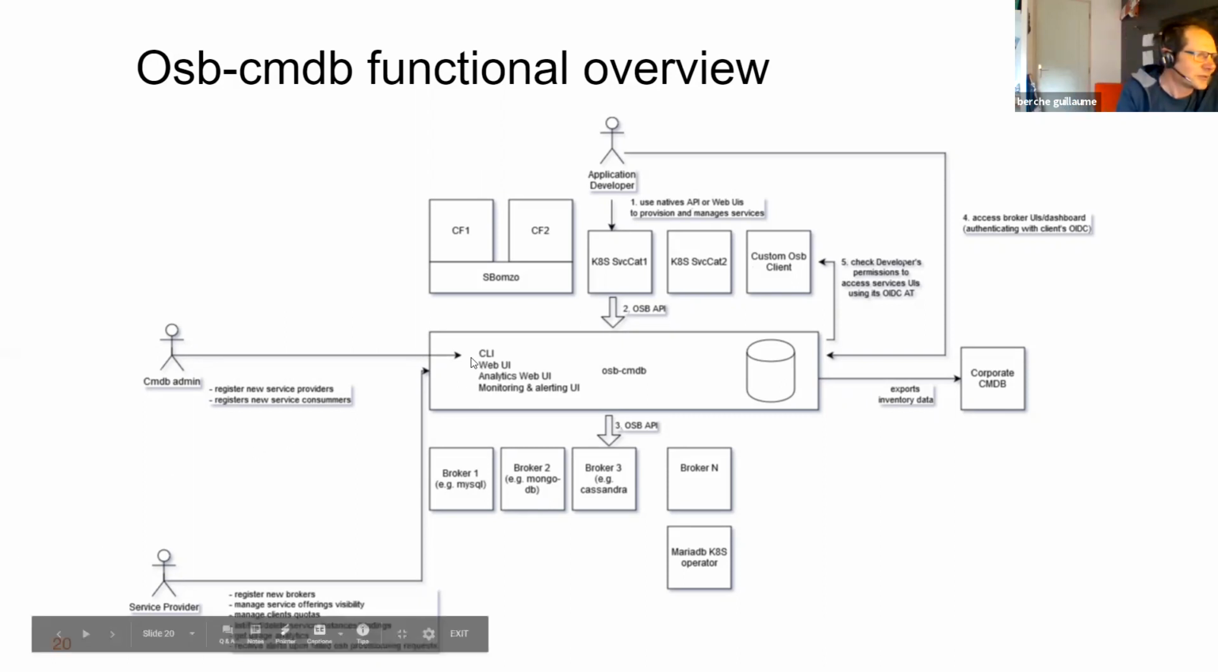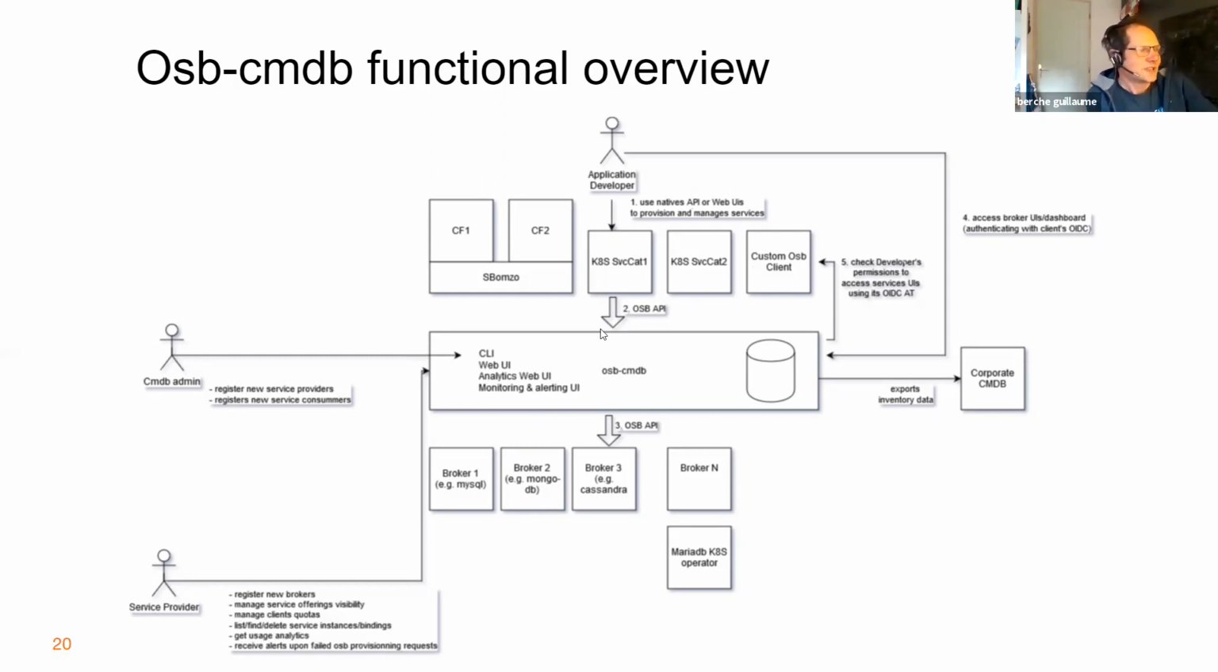So the central component comes with its CLI, its web UI, its analytics web UI, its monitoring and analytics, so a whole lot of ecosystem. And basically it receives OSB calls from client platforms and translates that into OSB calls for brokers. And it keeps an inventory of everything that was provisioned. And it might use this inventory to export it to a corporate CMDB somewhere else.